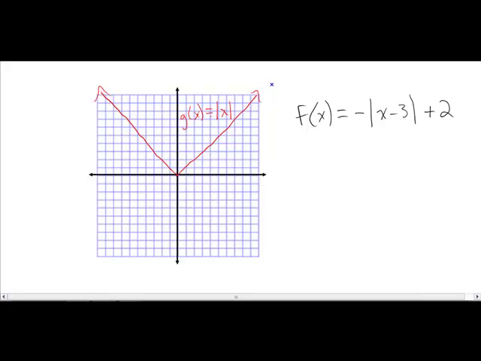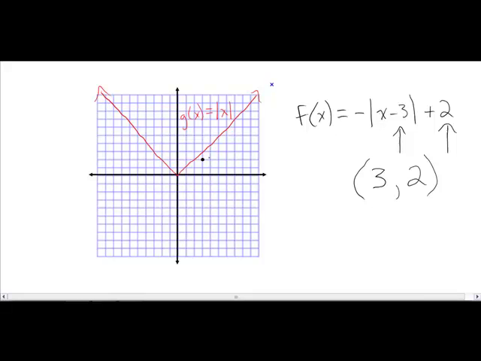Now, let's think about how this one we have differs from that one. First of all, with the vertex. I've got an x minus 3 inside of the absolute value sign. That tells me that I've shifted the vertex from 0, 0 to 3 something. That tells me I've moved the vertex to the right 3. And then this plus 2 on the end, remember that's a vertical shift. So that tells me I've moved the vertex up 2. So now for this graph, my vertex is at 3, 2, right there.